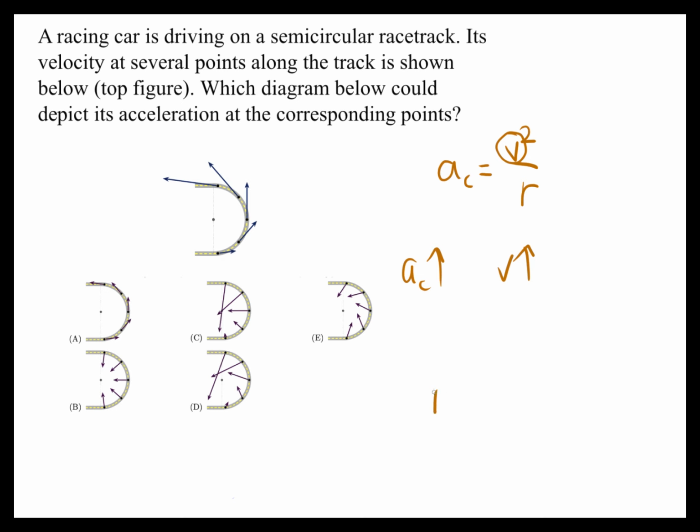So the correct answer would be D, since it has the tangential component of the acceleration that's allowing the race car to accelerate, and it has the centripetal acceleration that's keeping it in the circle. And that is how you would solve this problem here.